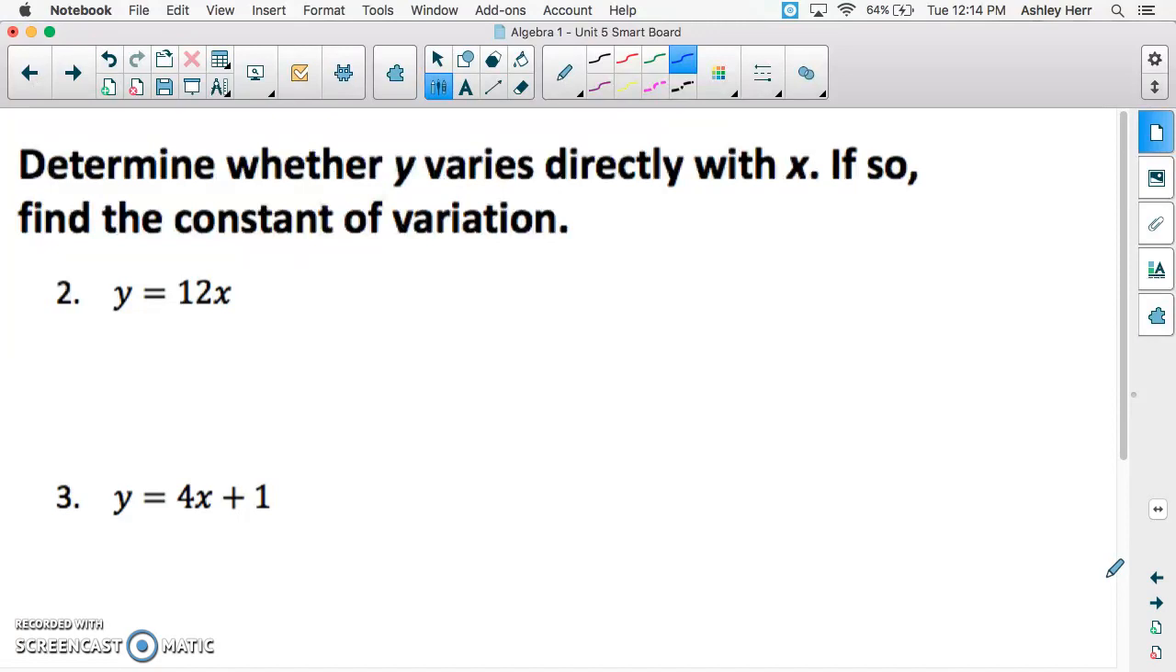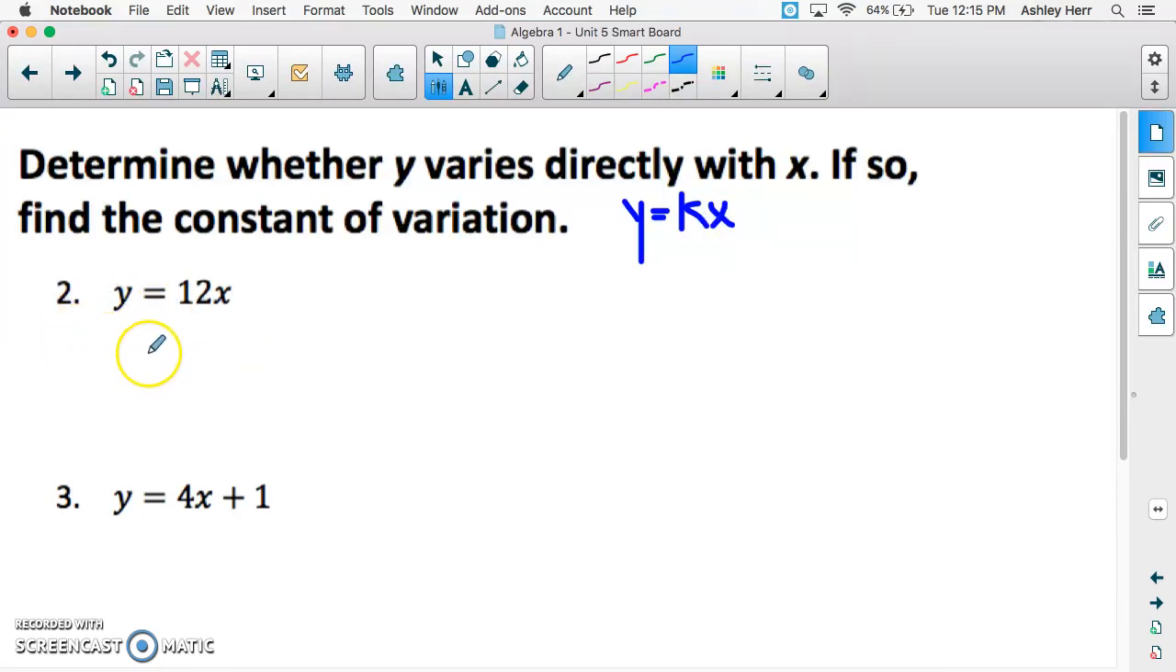So I want you to determine whether y varies directly with x. If so, find the constant of variation. So remember, you have to remind yourself, what is the direct variation equation? Well, it's y equals k times x, right? So what we need to do is see if each of these equations is set up in that form for direct variation, y equals k times x.